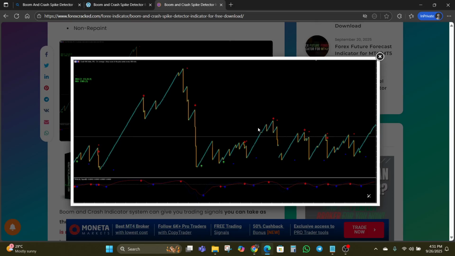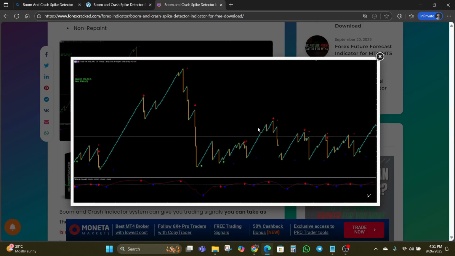Boom and crash are synthetic indices, right? If you have not heard of them before, they are not like the currency pairs, I mean Euro USD, GBP USD, and the likes, and then metals like gold, silver, and other popular pairs. Boom and crash are synthetic indices, and not many brokers offer synthetic indices, right? So if you want to trade synthetic indices, you might have to especially use a broker that offers that, right?